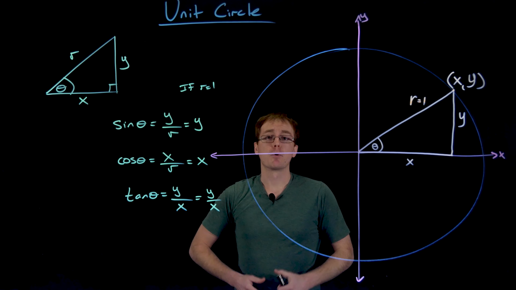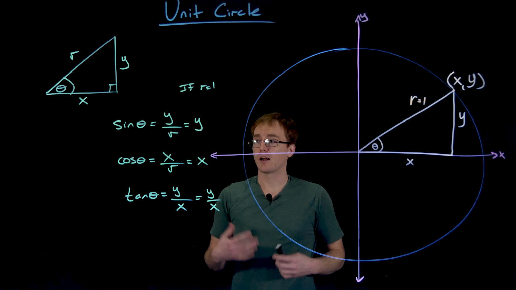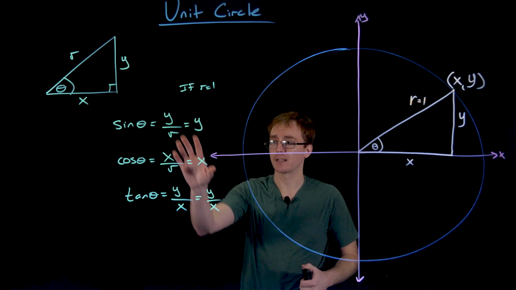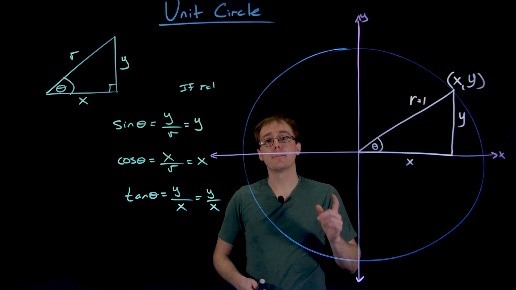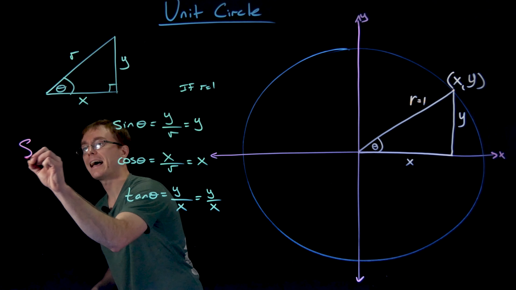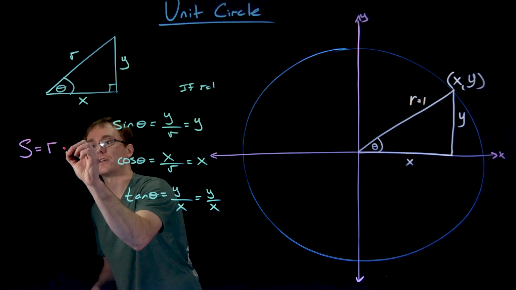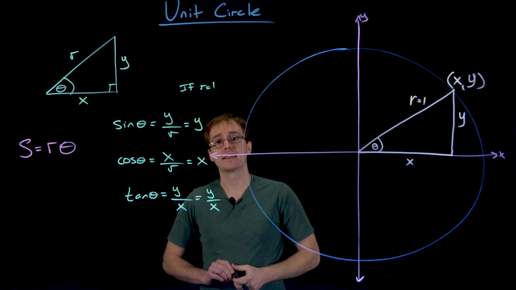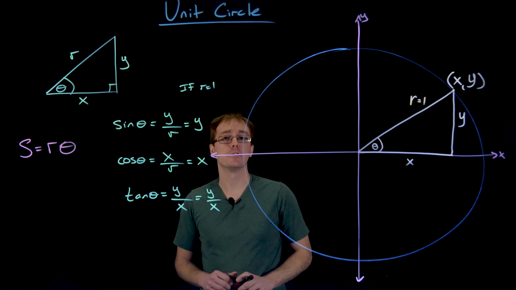So another very important observation that we need here that also motivates why we use the unit circle instead of a circle of another radius is that, remember, our arc length formula that we talked about earlier said that our arc length s is equal to the radius of the circle multiplied by the angle extended by that arc length theta, where theta is measured in radians.